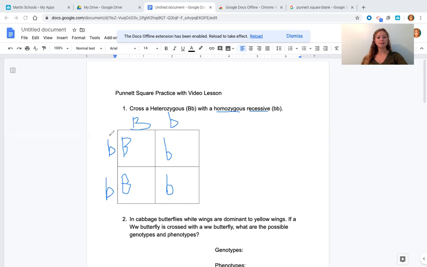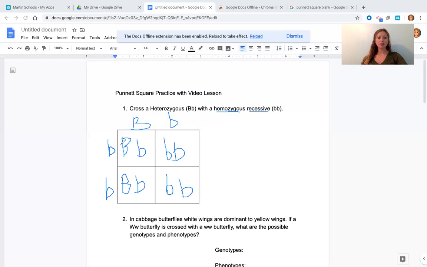Now on the left-hand side, I do the same thing. I drag these across to the corresponding row. So this one will get a lowercase b, and this one gets a lowercase b as well. I do the same with the bottom row, lowercase b here, drag this across, lowercase b here. All right, so that's my completed Punnett square when I cross a heterozygous with a homozygous recessive.